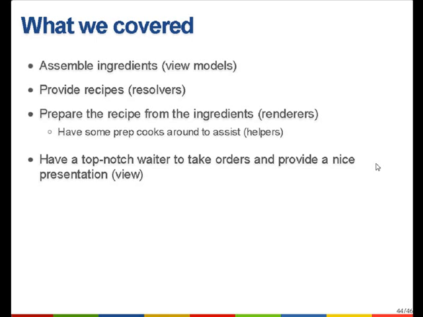We prepare the recipe from the ingredients, and the renderers act as our chef in the kitchen, and they take that recipe that we pulled from the resolver and use the ingredients at hand, and we do something with them. And we may have some prep cooks around to assist us in the form of the view helpers or the renderer helpers. And then, of course, we have a top-notch waiter that takes the orders, delivers them to the chef, and takes what's returned and gives a nice presentation to the diner who has requested all this. So this is the way to think about it. There's a lot of people talking and moving and doing stuff, but each of them has a very discrete task that they're responsible for.